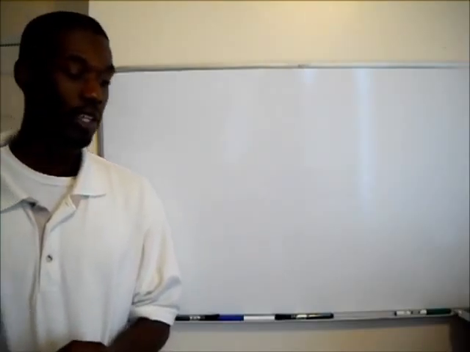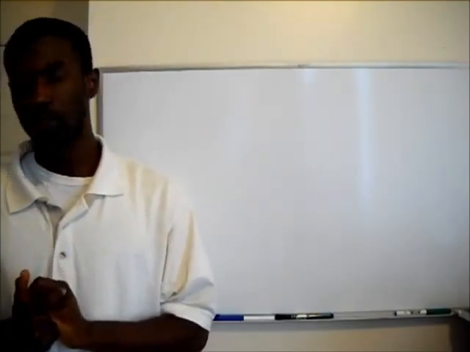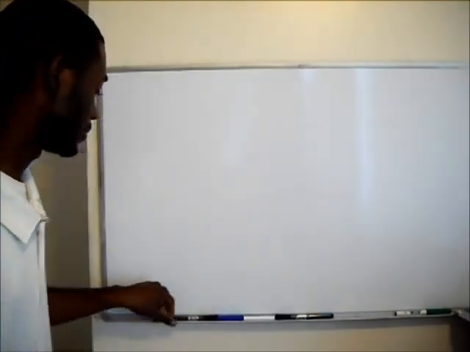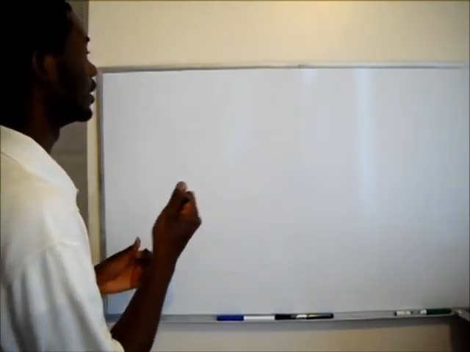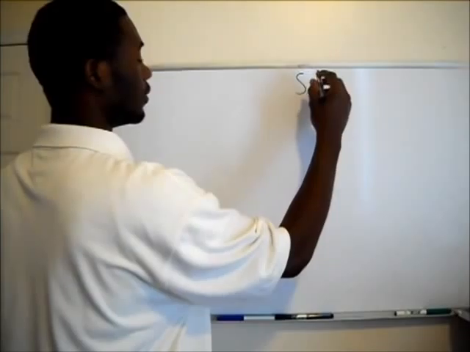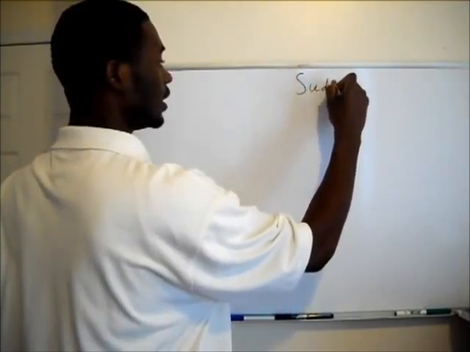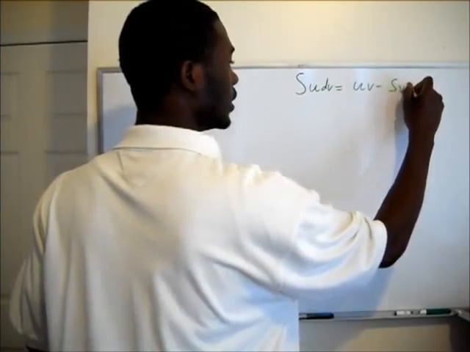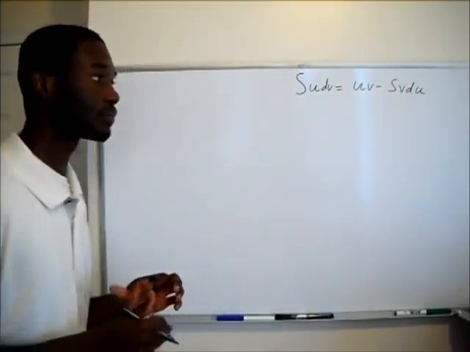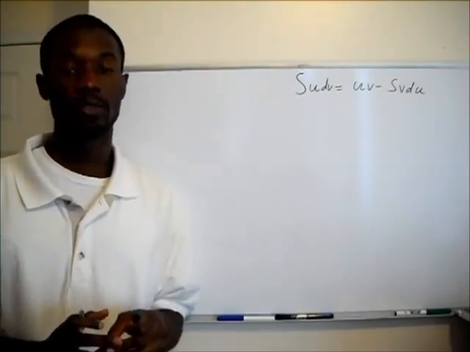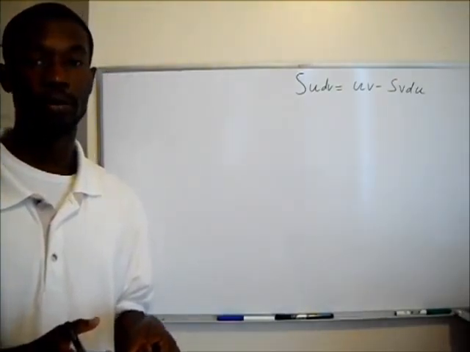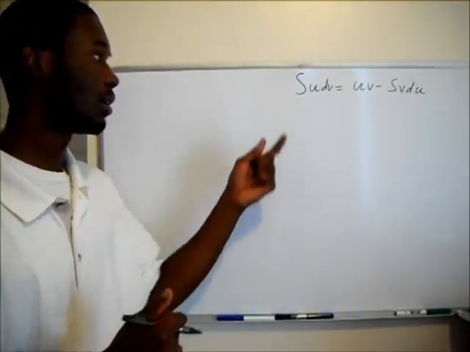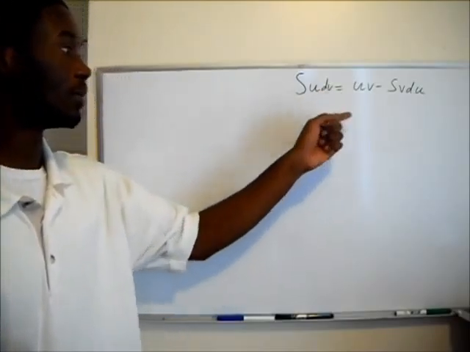Okay, so let's start. So integration by parts, the formula for that is this. The integral of u dv is equal to u times v minus the integral of v du. And the place where that comes from is from the actual product rule. So let me write out the product rule and I'll show you how you get from the product rule all the way up to this.